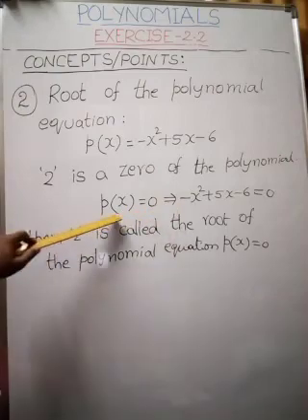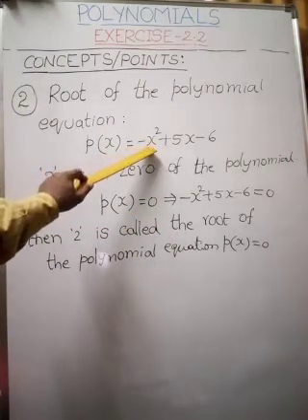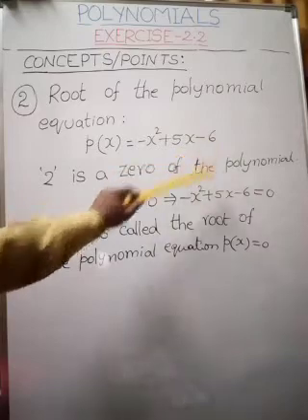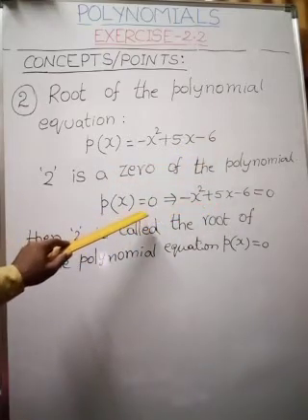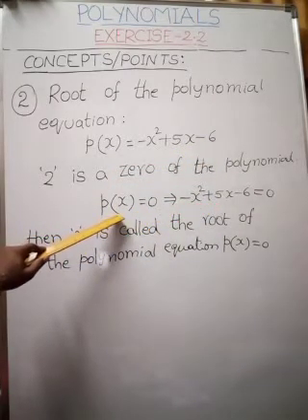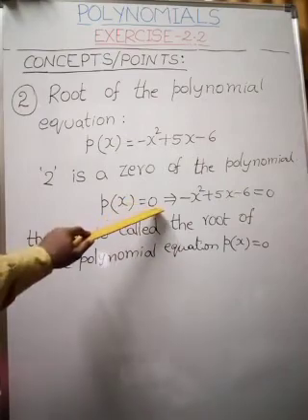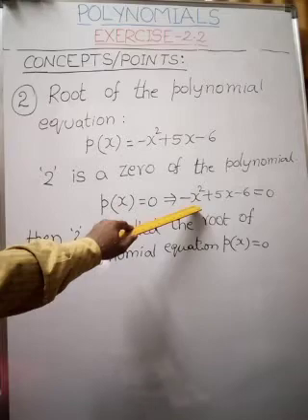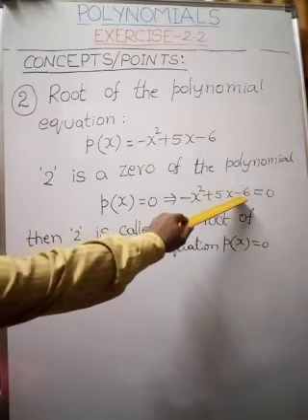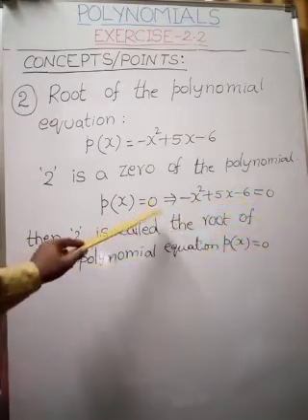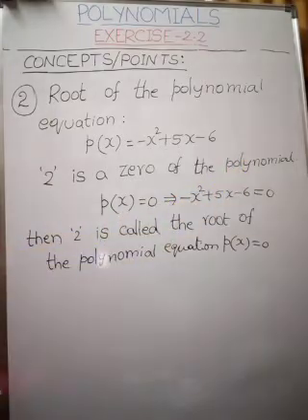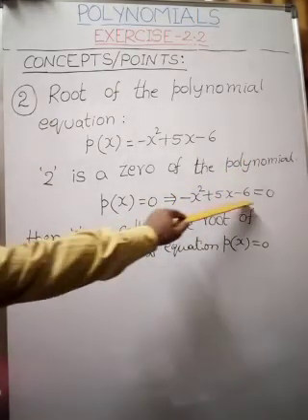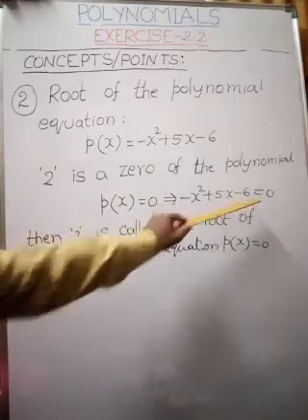This implies what is p of x here? Minus x square plus 5x minus 6. So in this equation, you know there are two parts, LHS and RHS. In LHS, I am writing the polynomial as it is, minus x square plus 5x minus 6 is equal to, in RHS what is there? 0. Then we get a polynomial equation like this.